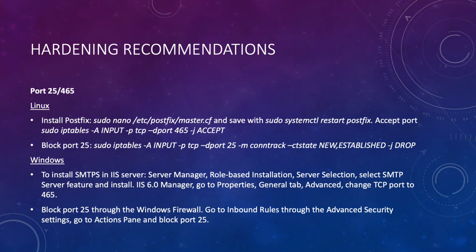And we want to block port 25 through the Windows firewall, which can be done by going through the inbound rules and clicking on Advanced Security Settings, and then navigate to the Actions pane where you can actually block port 25.